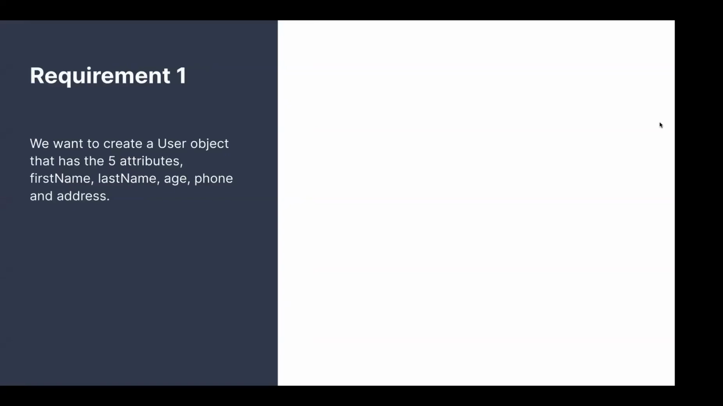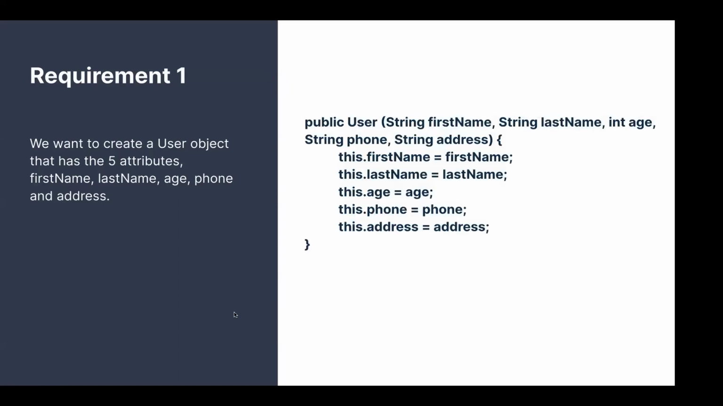The first requirement is that we want to create a user object that has 5 attributes: first name, last name, age, phone number, and an address. How will you do that? It's quite simple. You create a class User which has 5 private attributes, and then have a constructor which takes in all these values and assigns them. The constructor takes in the string first name, last name, the age as an integer, phone number, and the address. And then this would be how you give all those values.